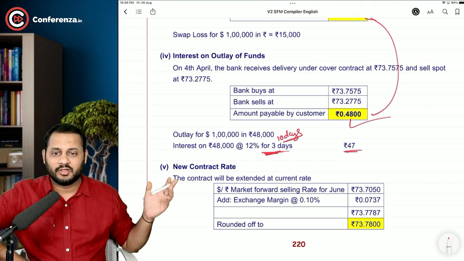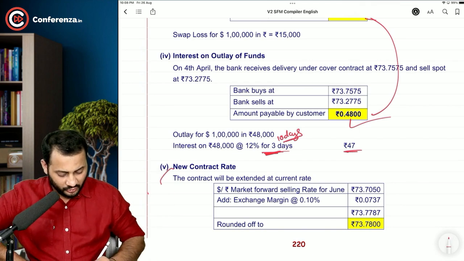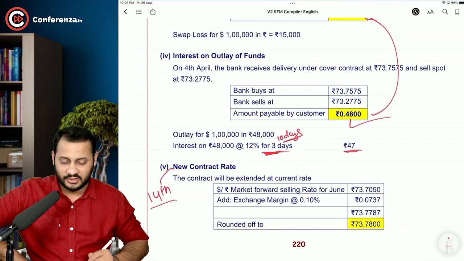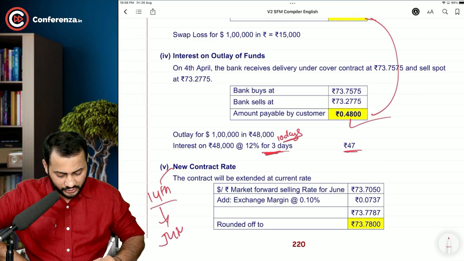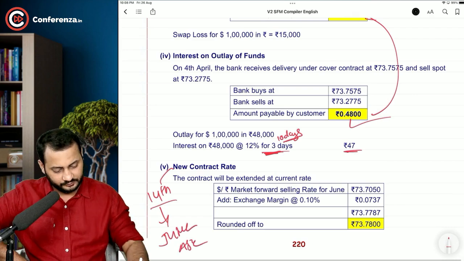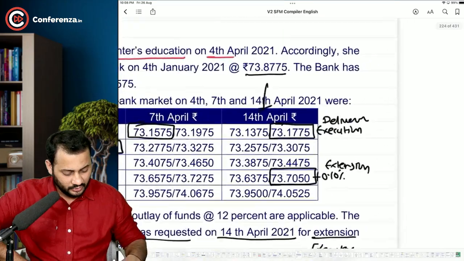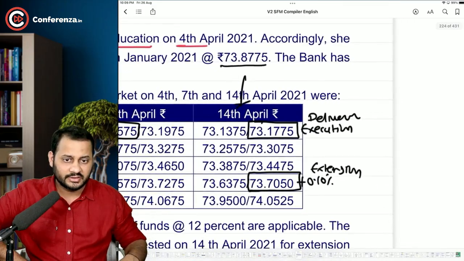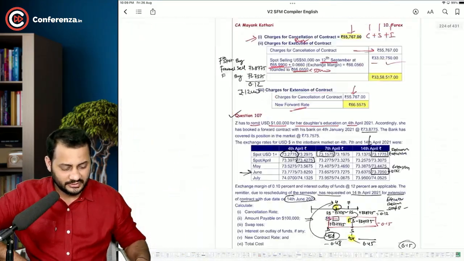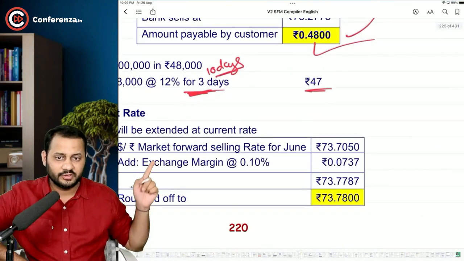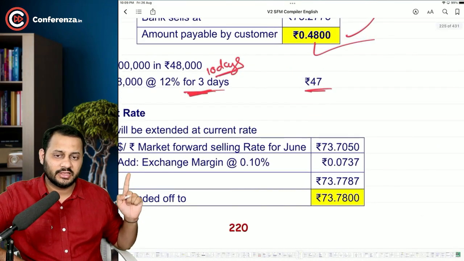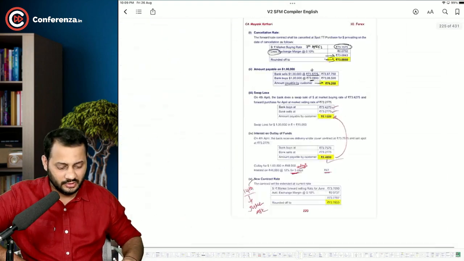And what will be the new contract rate, sir? New contract rate is given on 14th. Please understand. So on 14th, you are going to look at the June ask rate, because the customer wants to buy, we want to sell. On 14th April, ask rate 73.7050. Let's have a look. 73.7050 at the margin, because it is ask, and round it off. Simple. The story is over.